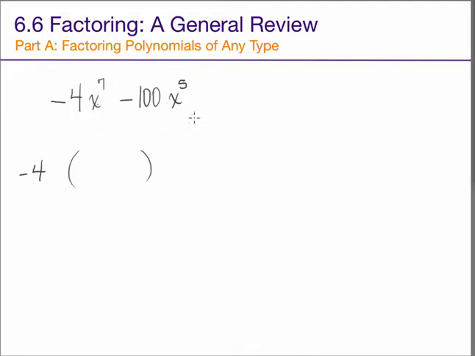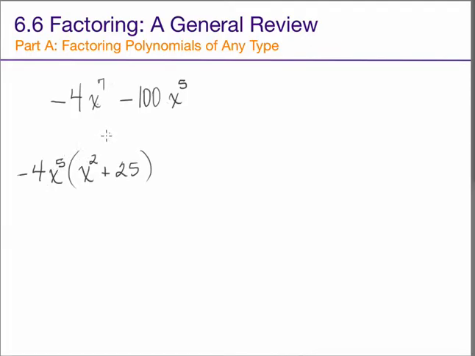I have 7 copies of x here, but only 5 here. If I undistribute 5 copies, I'll be left with 2 copies here, because negative 4x to the 5th times x squared is negative 4x to the 7th. Now, I've undistributed a negative, so I'm looking for what do I need to multiply negative 4 by to get negative 100? A negative times a positive is a negative, and 4 times 25 is 100. And x to the 5th times 1 is x to the 5th. So I could write times 1 here, but I don't need to.